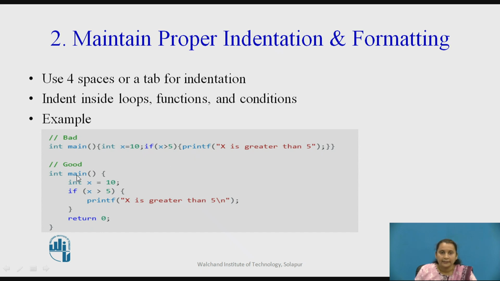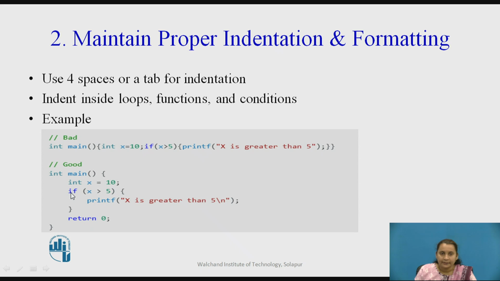Here is a very good example: the same example written with proper indentation. Here int main is a function, and within it, whatever block of statements there are, one indentation is taken. Before writing each statement, one tab space is taken. These five lines of code have all taken one indentation, one tab space.